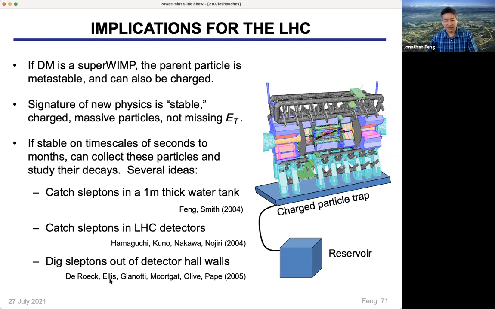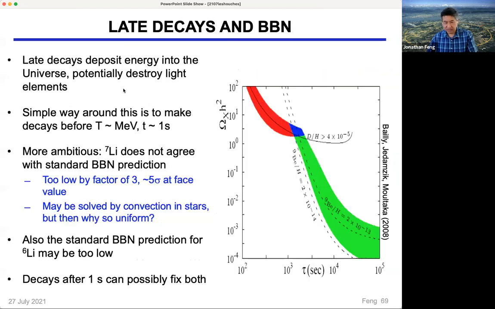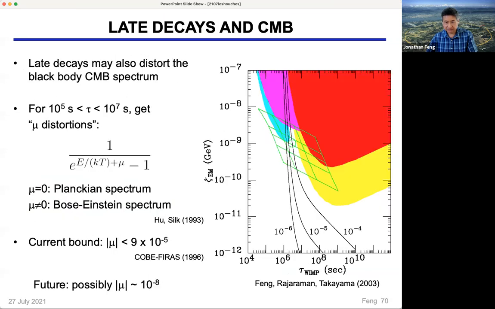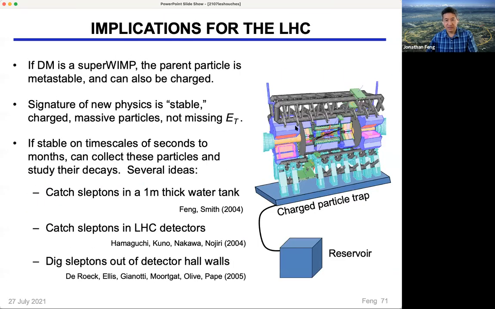And then DeRoque et al., including the current Director General of CERN, said, here's another idea. Some of these leptons are going to come out of the detector, but they'll get stuck in the detector hall walls in the rock. And with very precise tracking and measuring the energies, we could tell how deep into the wall they got stuck. And we can then dig out little chunks of dirt from the wall. And we know that there's a lepton in there, and then look for it to decay later.